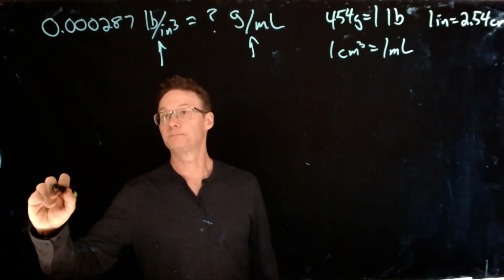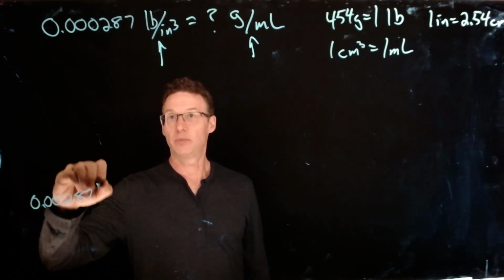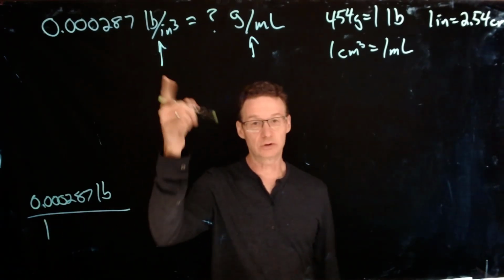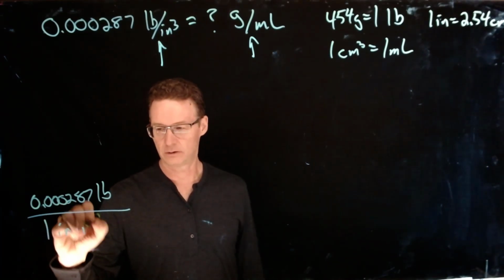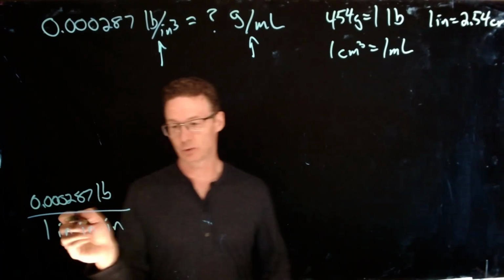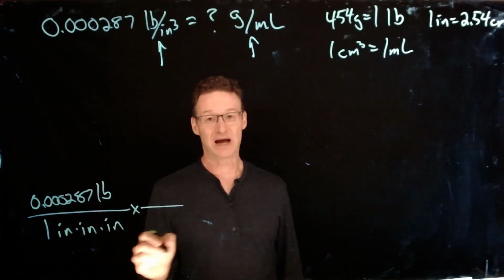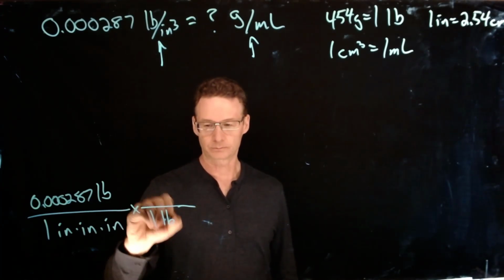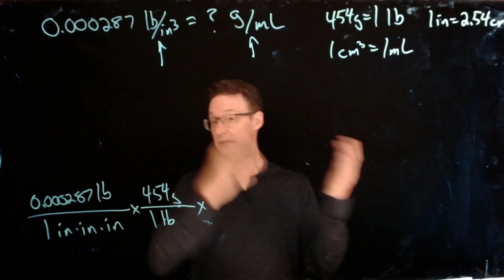So we're going to start with our 0.000287 pounds per cubic inch. Remember that anytime you have a squared or cubed unit, it just means the unit times itself, or in this case, the unit times itself, and then times itself again. Cubic inches is just inches times inches times inches. So we're going to convert those when we get to it. But first we're going to convert our pounds to grams. So we have 1 pound is 454 grams. Okay, so that's actually all we need to take care of for the numerator.